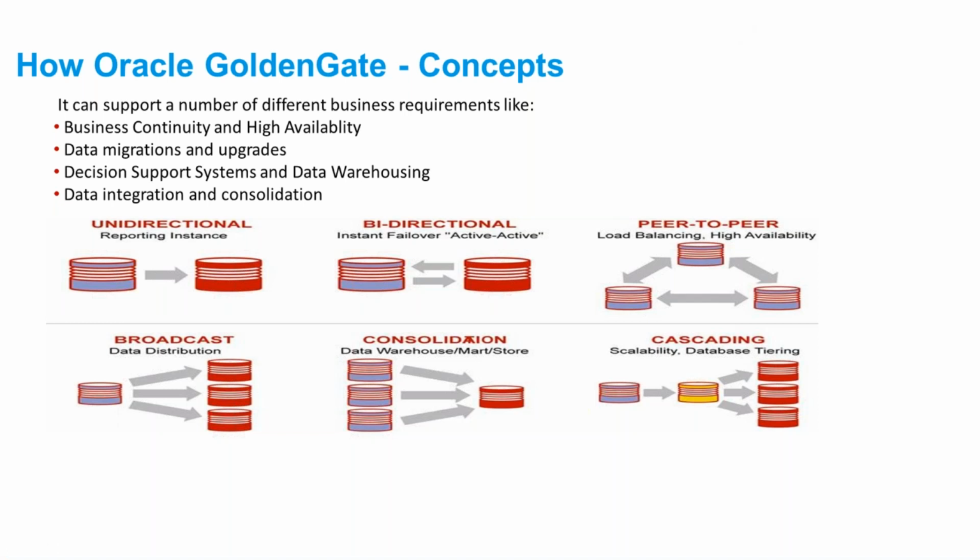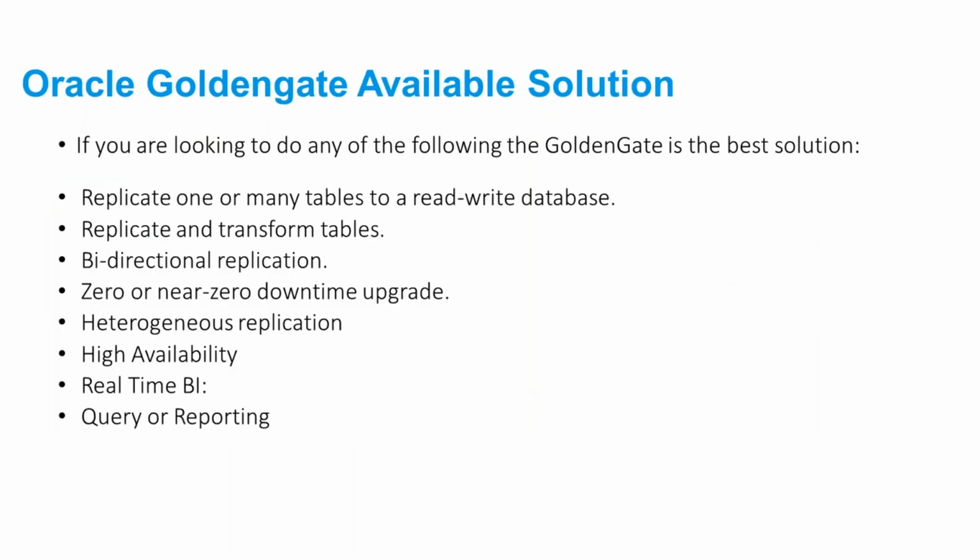So you have one database. Many organizations don't allow you to set up Golden Gate on the same server where the database server is. So you can set up Golden Gate on an individual server, on an intermediate server, and can replicate the data from that side. So what are the available solutions with Golden Gate?